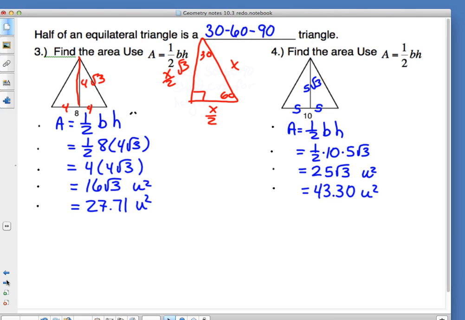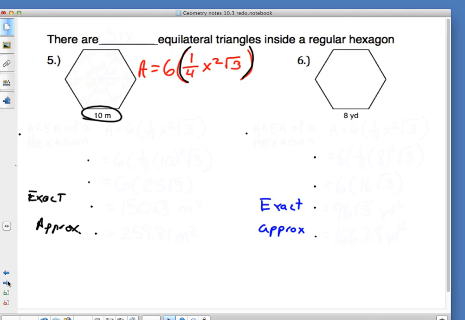Now, as we slide on, I want you to know a shortcut, that there are 6 equilateral triangles inside a regular hexagon. 6, count them, 6 equilateral triangles inside a regular hexagon, okay? I need you to be aware that only a hexagon has this type of relationship. And why? Why is it just a hexagon? Well, let's talk about it.